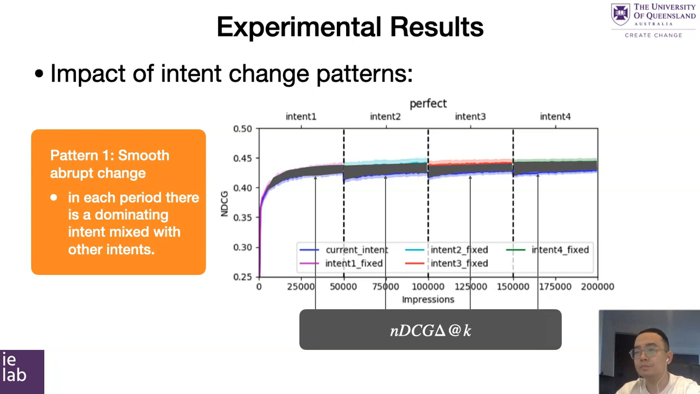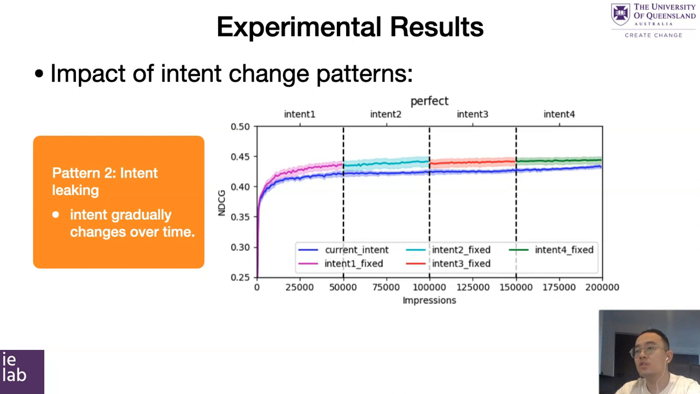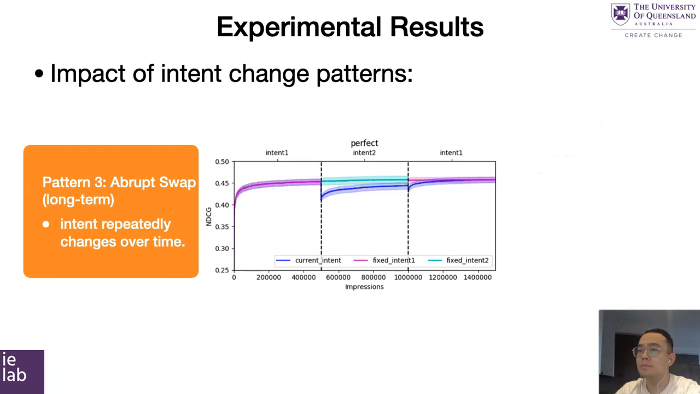harder task. The second interchange pattern is called intent leaking, where the current intent gradually changes to the next intent over time. In this case, the learning curve of the current intent is much smoother than the others, which is also expected as there are no abrupt interchange points. But still, the ranker trained with the current intent always underperforms the ranker trained with the fixed intent.